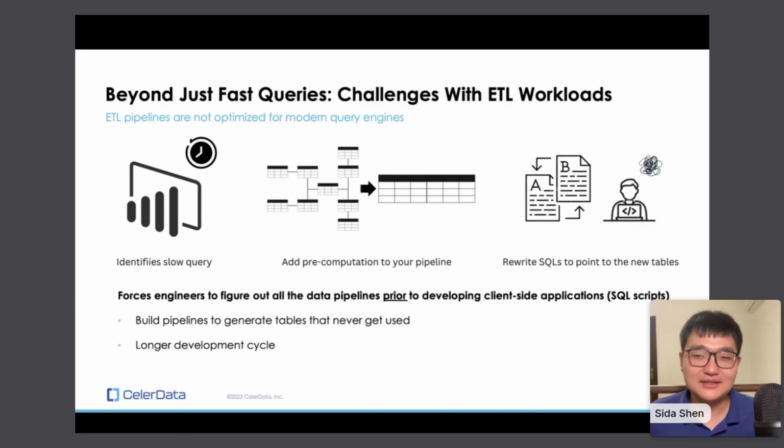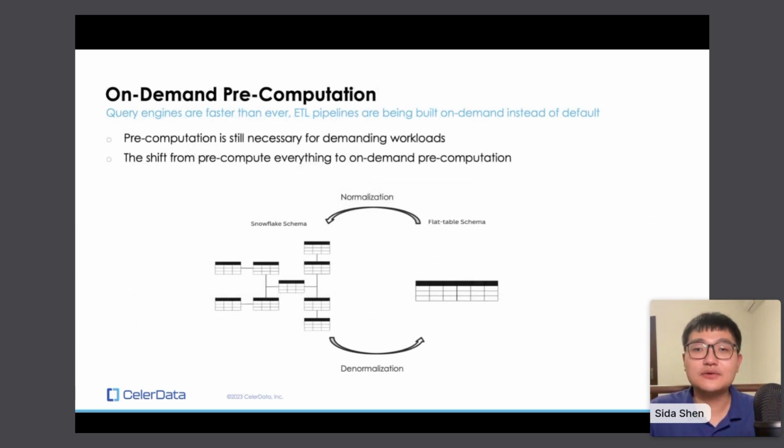So they plan a little more, right? And they end up building pipelines to generate tables that rarely get used or never get used, right? A lot of wasted resources. And most importantly, this really lengthens the process of their POC phase, and they end up going to production a lot slower, right?